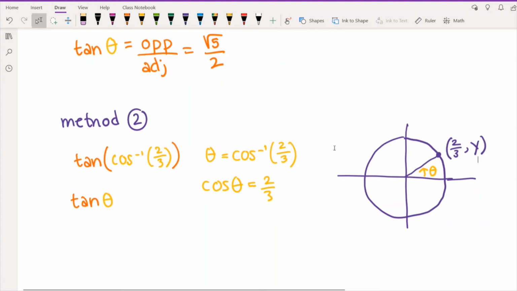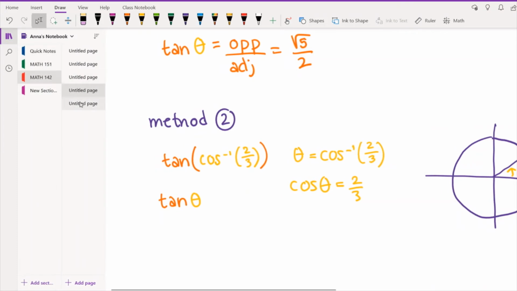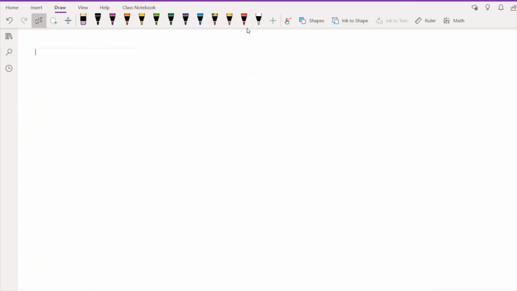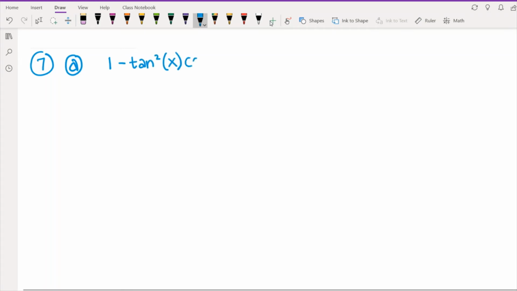Okay, just a few things left. Although some of these are kind of meatier questions, so maybe I shouldn't say only a few things left. I wanted to look at a few from number 7. Number 7 was simplifying trig expressions. The first one was asking you to simplify 1 minus tangent squared of x times cosine squared of x, all divided by cosine of x.